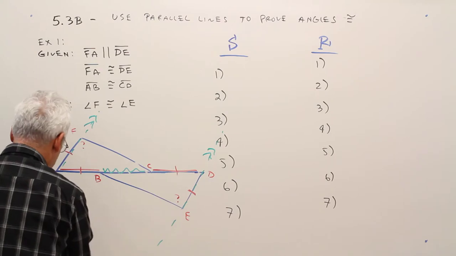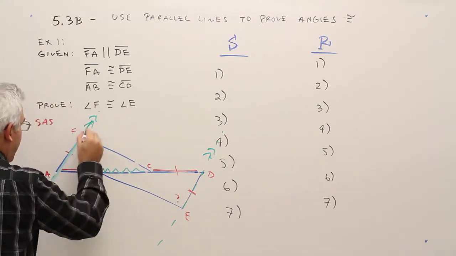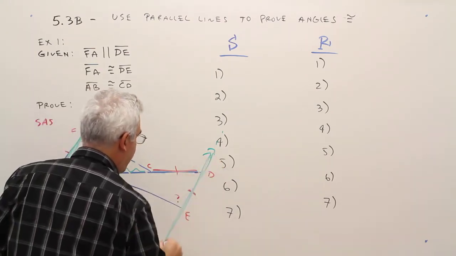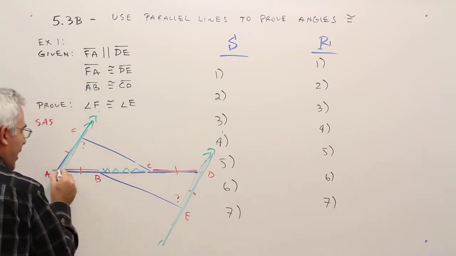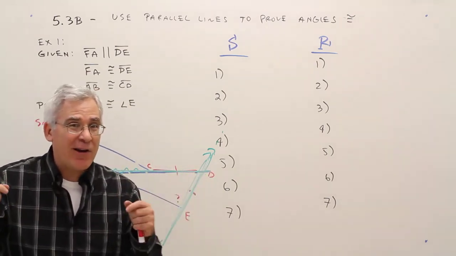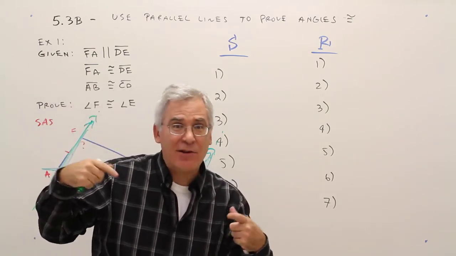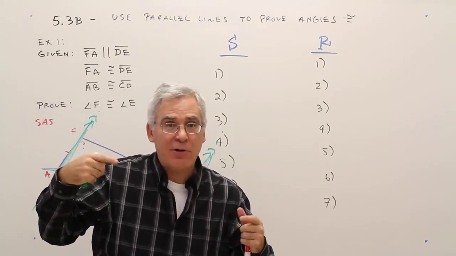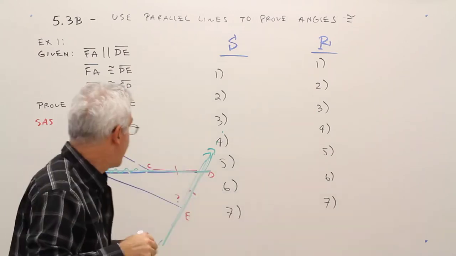Oh, once again, I've got a parallel line here, a parallel line here, and a transversal here. So whenever you've got angles that are kind of connected by parallel lines and a transversal, that's a clue to use these theorems we just discussed.